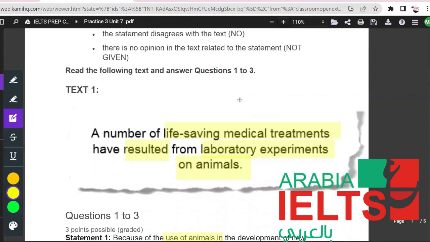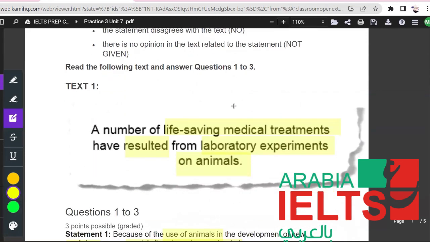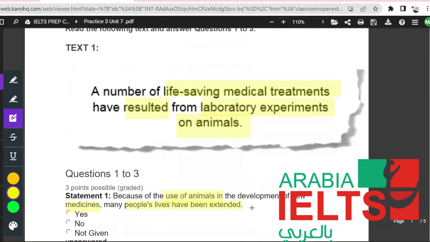The text says, a number of life-saving medical treatments have resulted from laboratory experiments on animals. Statement 1 says, because of the use of animals in the development of new medicines, many people's lives have been extended.